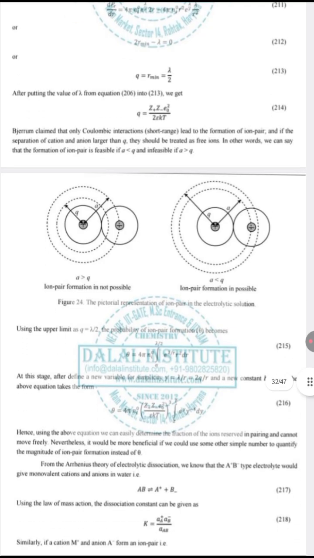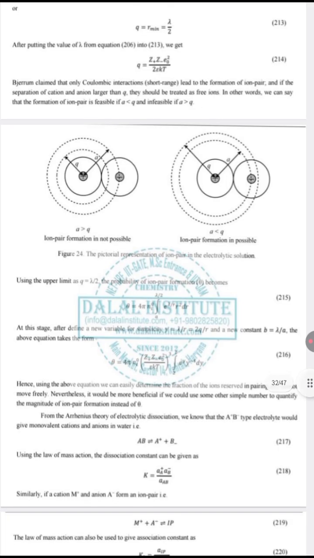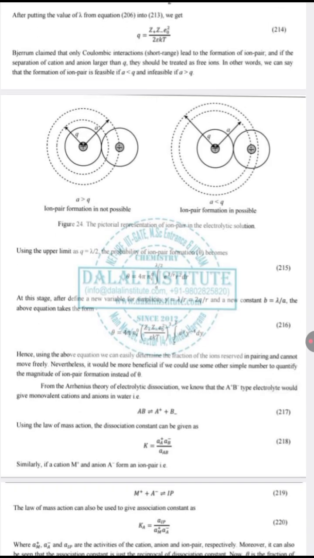Next, 2r minimum minus lambda equals 0, this is equation 212. Or we can say that q equals r minimum, which equals lambda by 2, this is equation 213. After putting the value of lambda from equation 206 into 213, we get q equals z plus into z negative into e naught square divided by 2 epsilon kT.